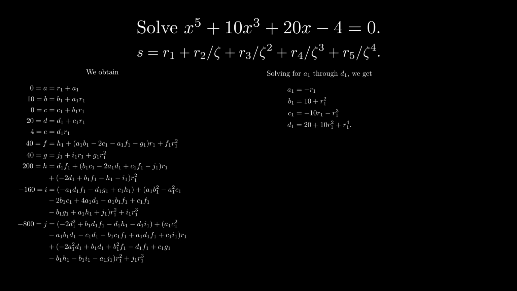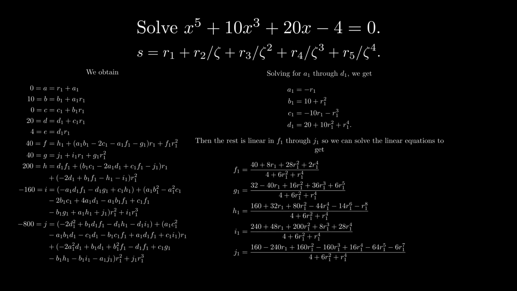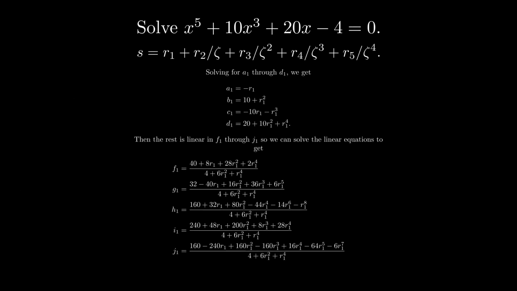But then the other five equations are linear in f1 through j1, so we have five linear equations in five variables, and doing the linear algebra off screen, we get these five values. Notice the denominators there.